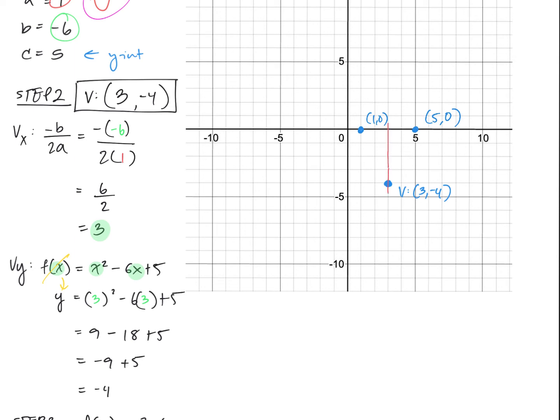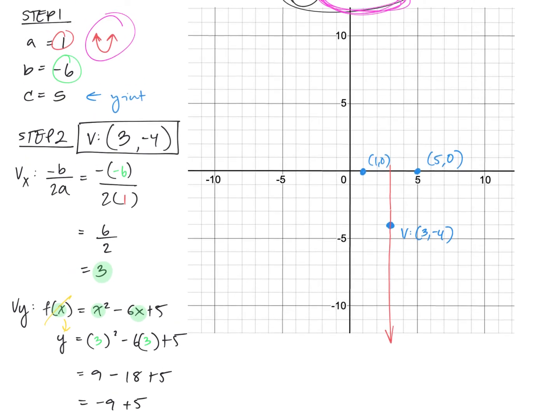smack dab in between these guys. Once again, this line of symmetry that I'm drawing in red, it's not actually a part of your graph, so you don't need to actually draw it in. I'm just showing you, I'm going to call it LS, line of symmetry. As you can see, these 2 points are exactly 2 units away from each other. And that's how all the points on this parabola will be.